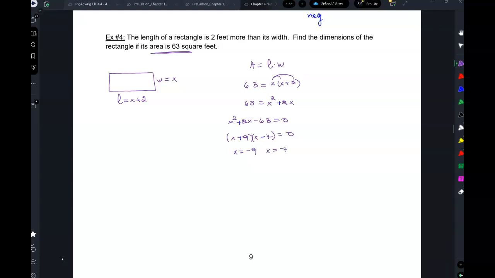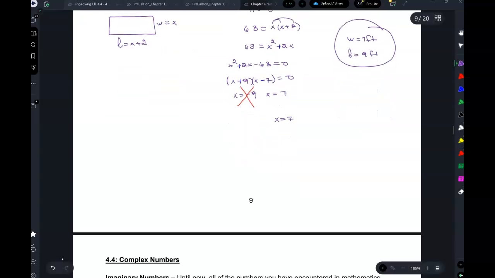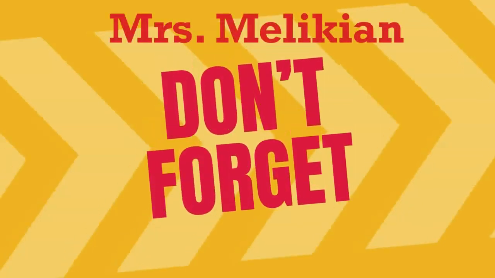When you go back, because x is physically the length of one of the sides, it can't be negative. So x equals 7. That means the width is 7 feet, the length is 9 feet. Okay? All right, so we can stop right there.